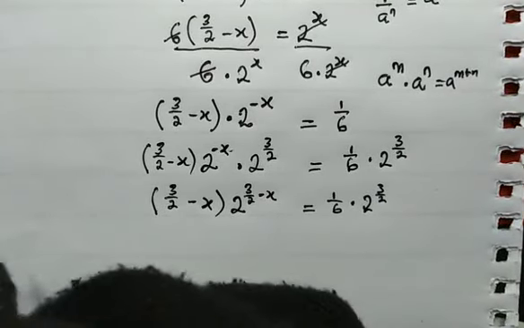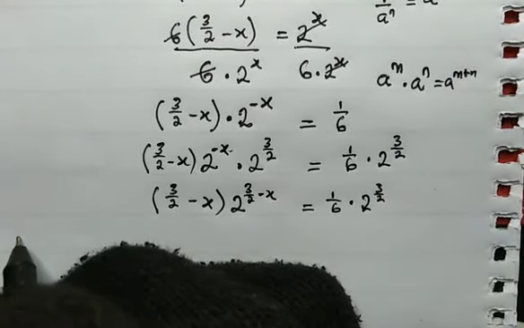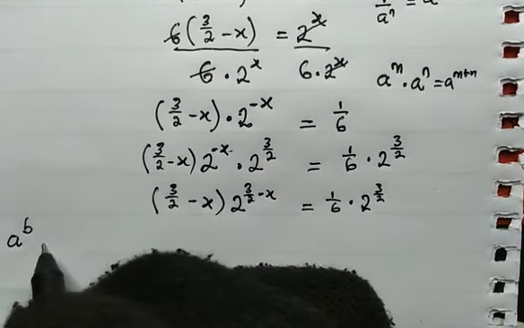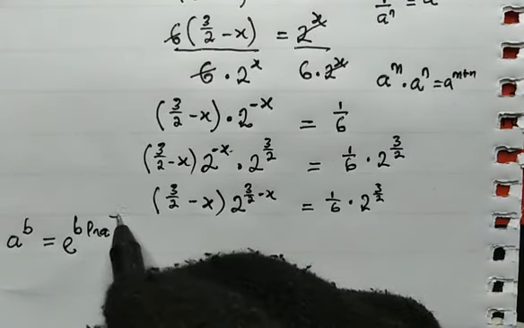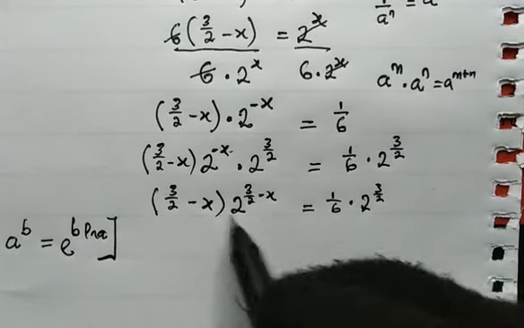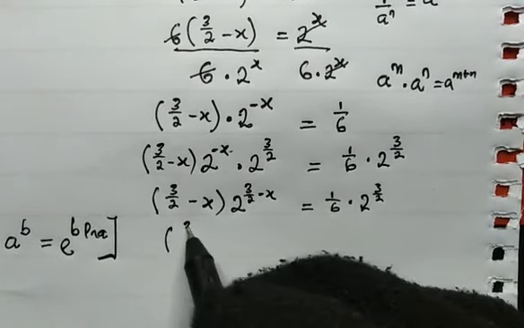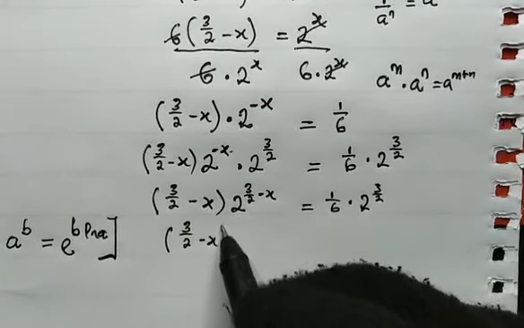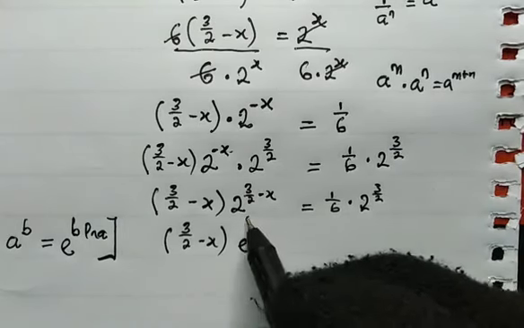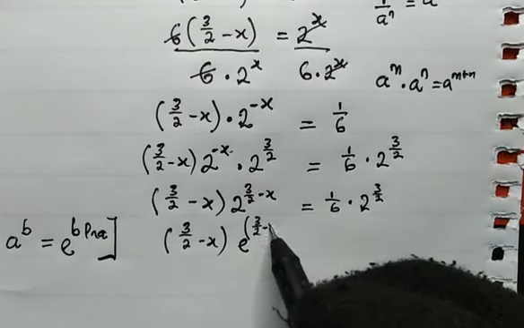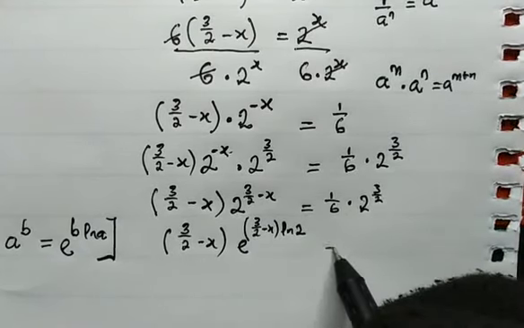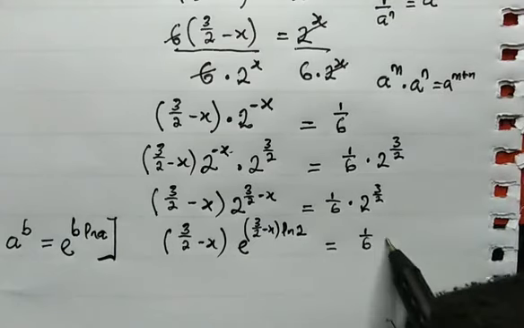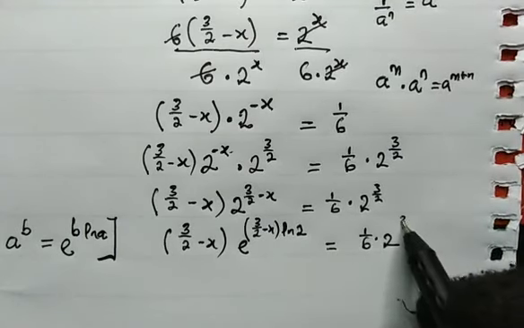Now let us recall this property. We know that a to the power of b is equal to e raised to the power of b times the natural log of a. Right? So we're going to apply that here. So this will be 3 over 2 minus x times e to the power of 3 over 2 minus x times the natural log of 2, this base here. Then this will be equal to 1 over 6 multiplied by 2 to the power of 3 over 2.